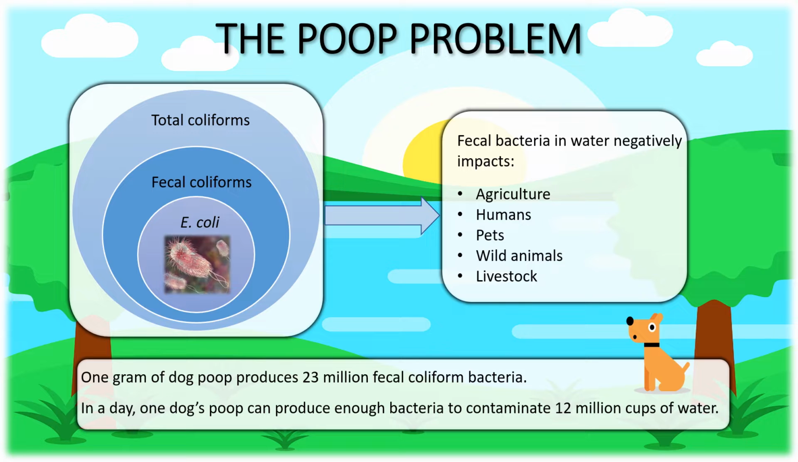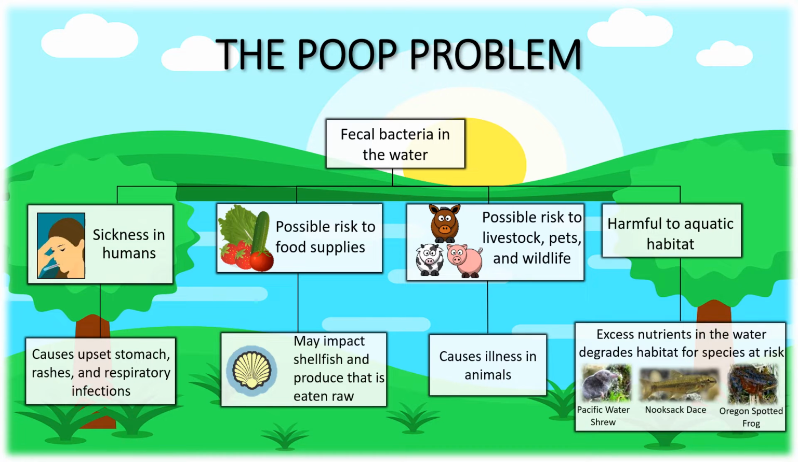Overall, when fecal matter and the bacteria it produces get into the waterways, there are consequences to agriculture, as well as the health and well-being of humans, pets, wildlife, and livestock. Here is an outline of some of those harmful consequences. First, there is the impact to humans.